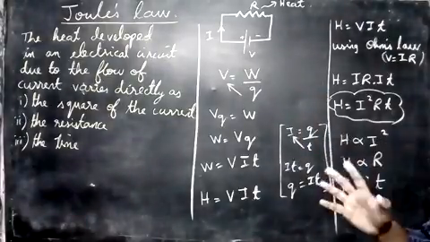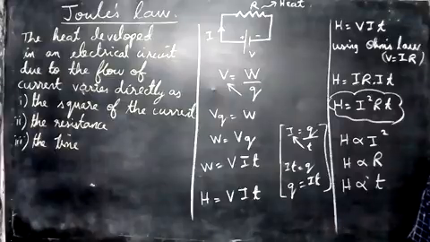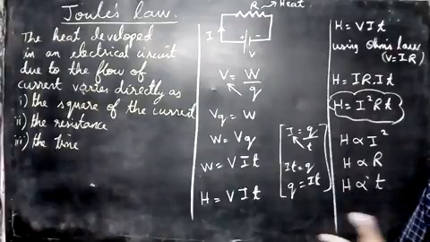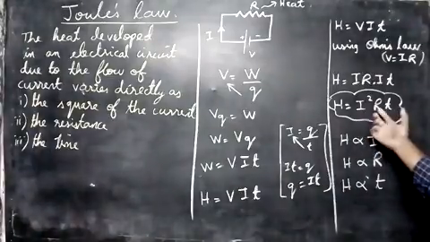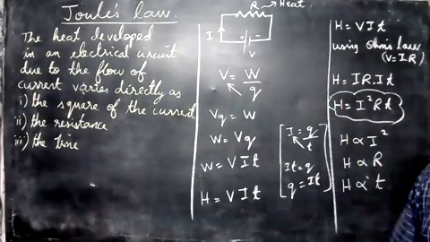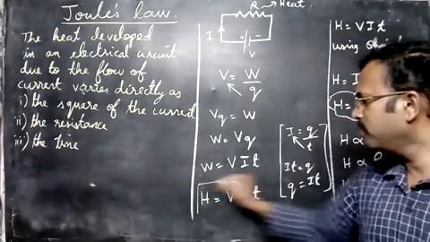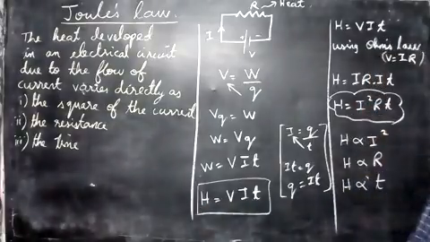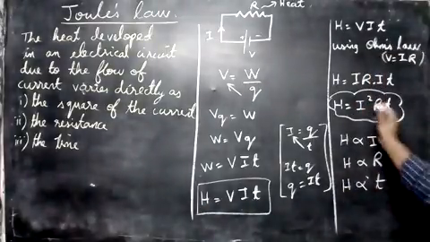So Joule's law gives a way to measure the heat produced in an electrical circuit. If you know the current, resistance, and time, we can find the heat, or if you know voltage, current, and time, you can also find the heat produced. So there are 2 equations, and depending on the sum, we have to use one of the 2 equations here.